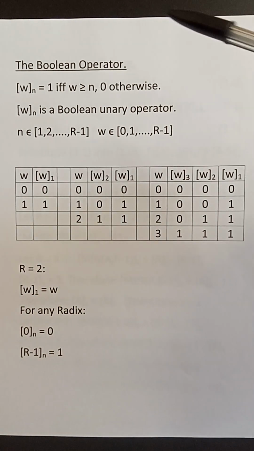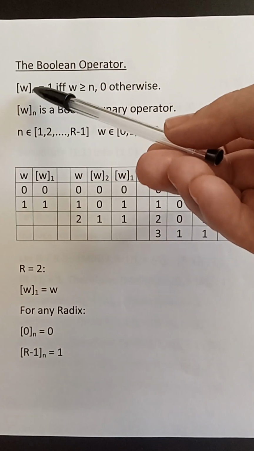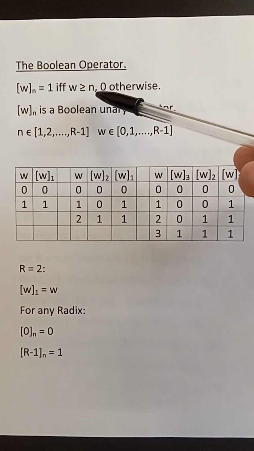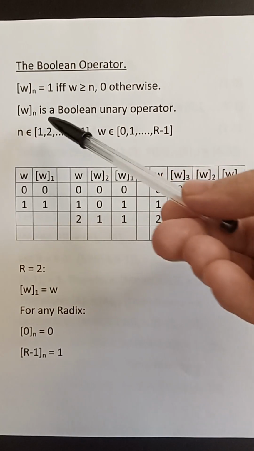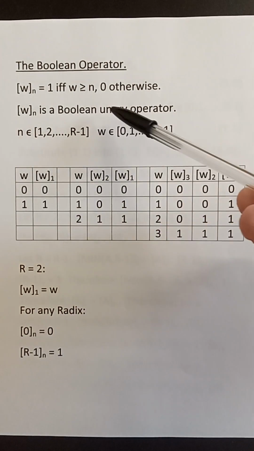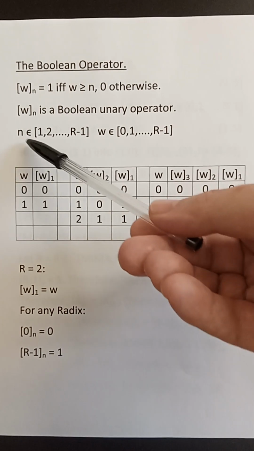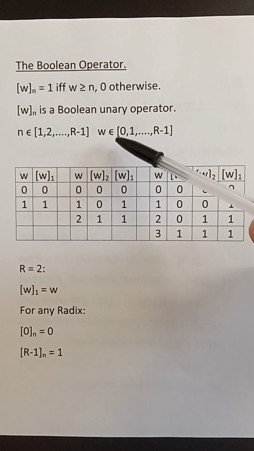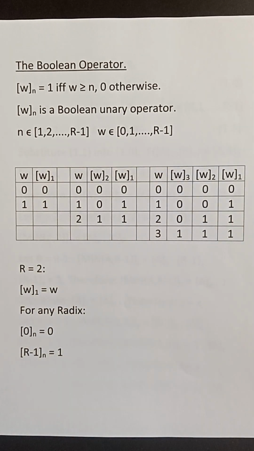Here we have a Boolean operator. W subscript n equals 1 if and only if w is greater or equal to n and 0 otherwise. Like I said, W_n is a Boolean unary operator. And these are values which n can assume: n equals 1 to r minus 1, and w is a member of 0, 1 to r minus 1.